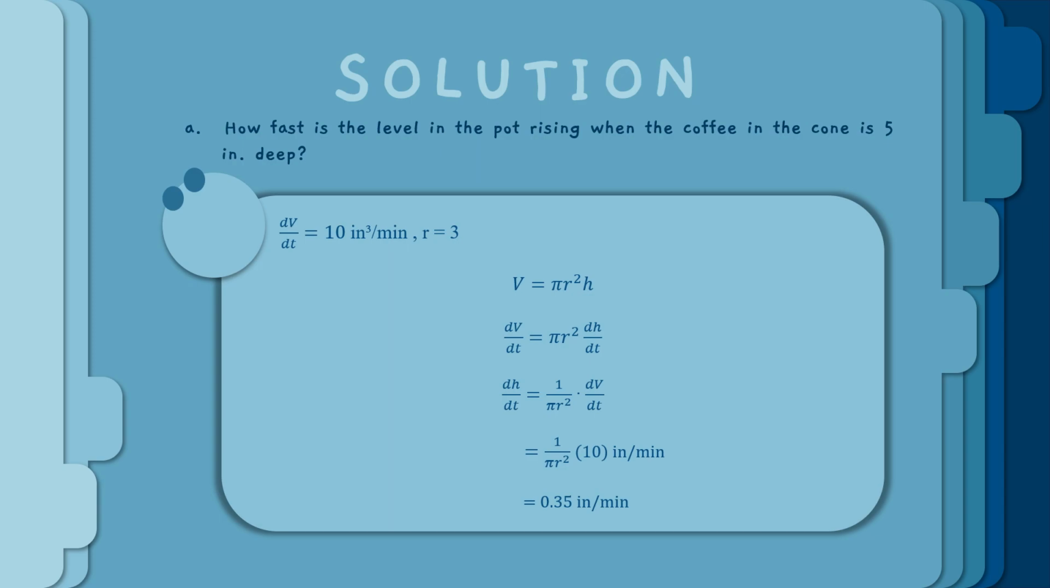The solution of A: they are given that dV over dt is equal to 10 inches per minute and R equal to 3. We know that V equals pi R squared H is the volume of the cylinder. dV over dt equals pi R squared times dH over dt. To find dH over dt, we multiply by 1 over pi R squared times dV over dt. We just insert the dV over dt and it will be 1 over pi R squared times 10, and the answer will be 0.35 inches per minute.